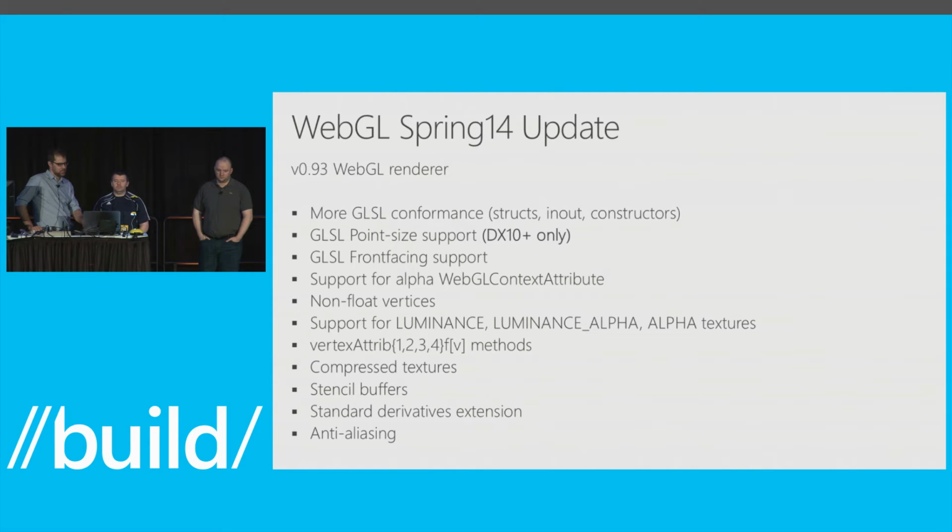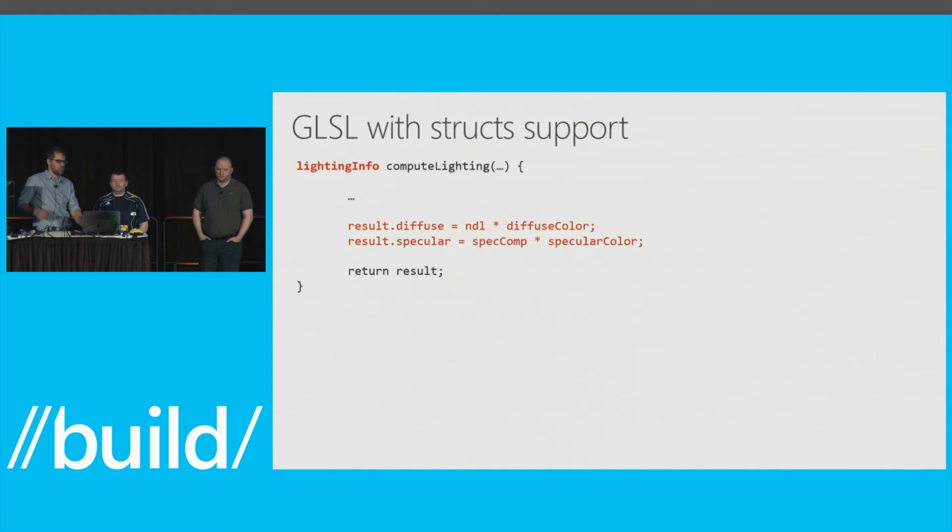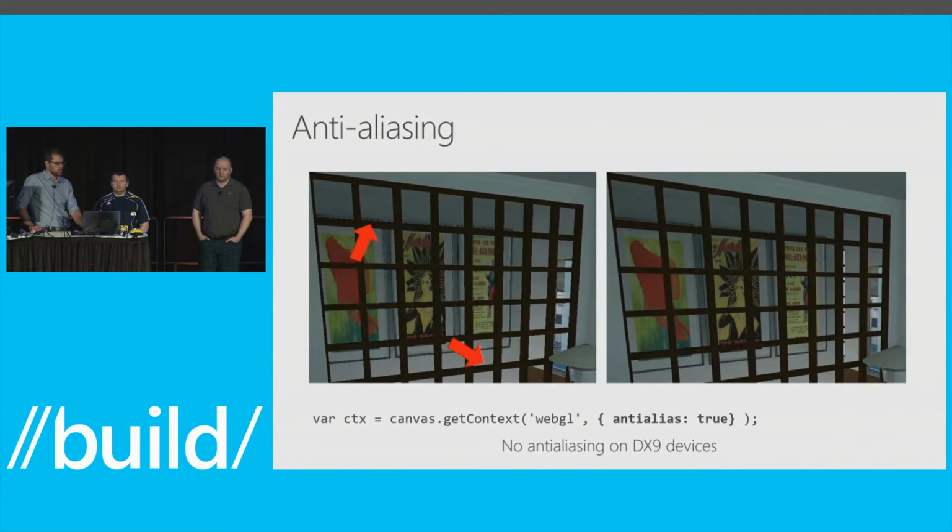Let's talk about the last four in this list here. Struct support is a nice way you can really clean up your code. Before we had struct support, you had to do a bit of a workaround to pass around data. You had to put it in some other built-in type. With struct support, it's obviously much nicer, much cleaner code. Anti-aliasing is another one that we worked on that works quite nicely.